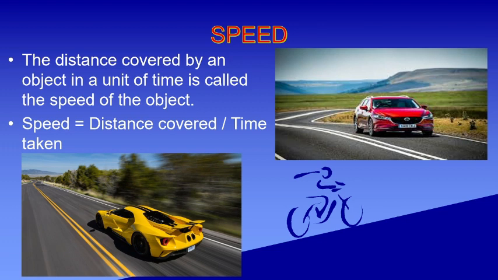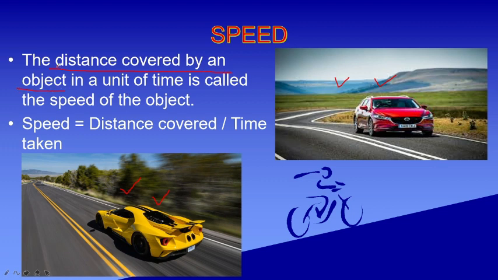The distance covered by an object in a unit of time is called the speed of the object. Suppose this car runs very fast compared to this car. So we can say the speed of this car is higher than this car. So what is speed? The distance covered by an object.